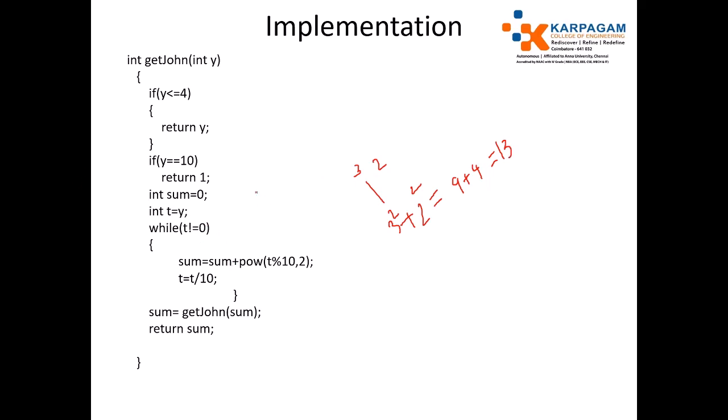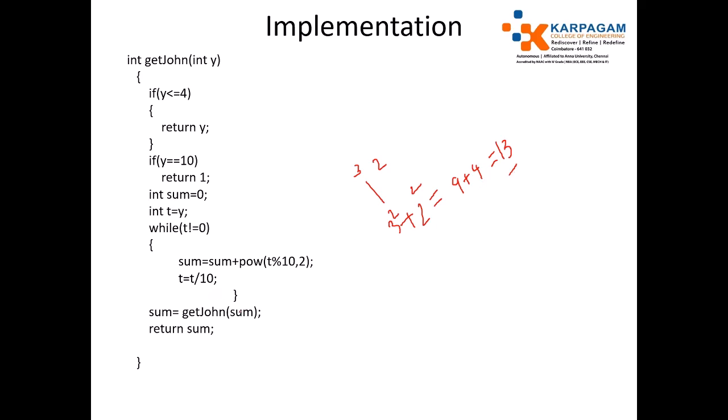So in the while loop, I just check t not equal to 0, until t gets 0. This condition will work, and I'm extracting the digits of every number by using t remainder 10 and squaring by using the power function. Finally, this result is added to the sum variable. Okay, so finally the sum value will get 13, no? Once all the digits are extracted, you will get 13.